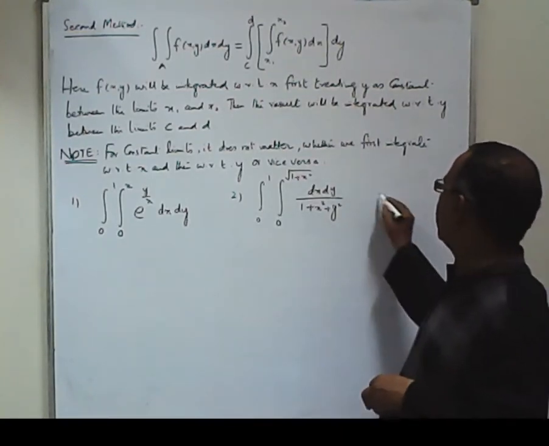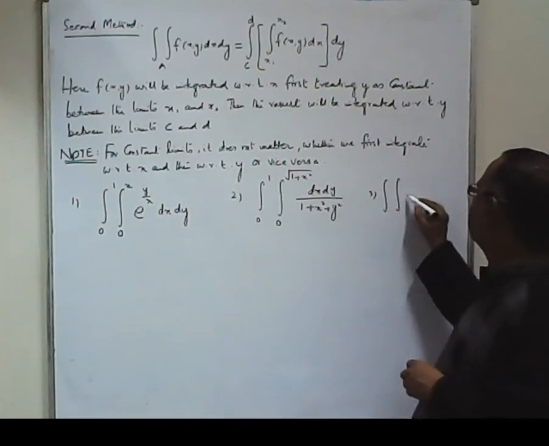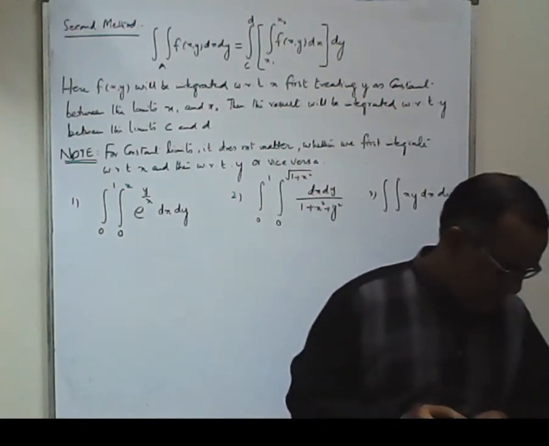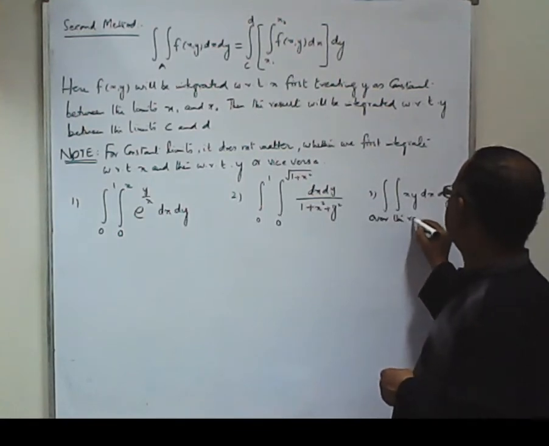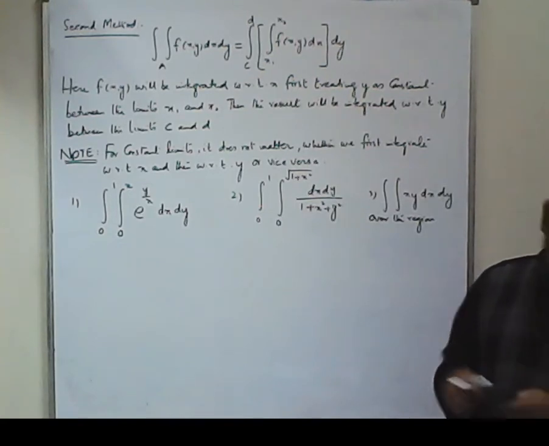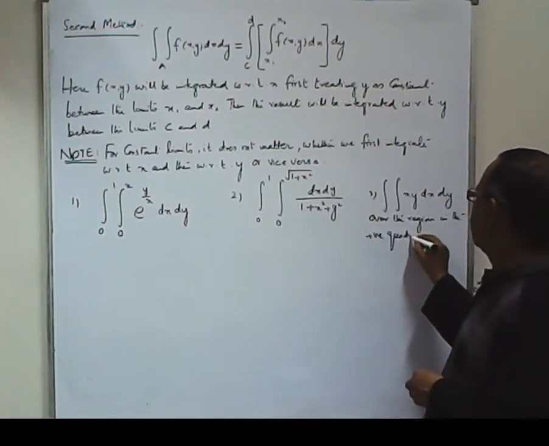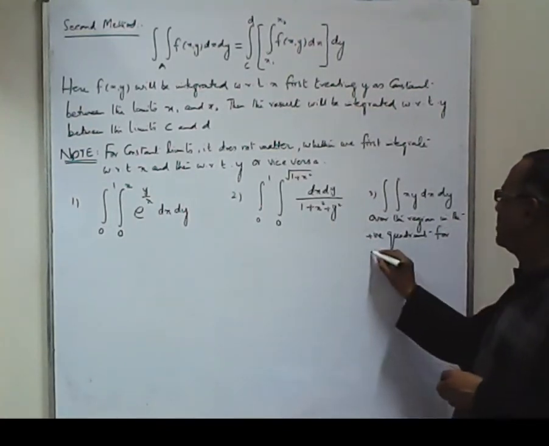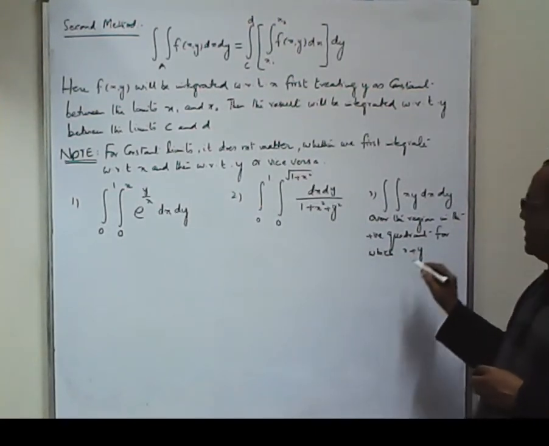And then another example: xy dx dy over the region in the positive quadrant for which x plus y is less or equal to 1.